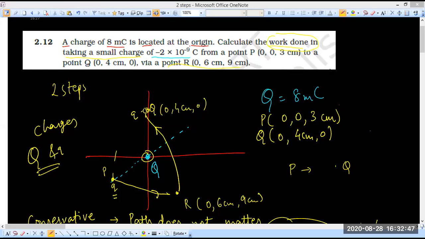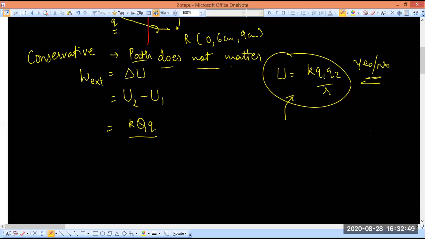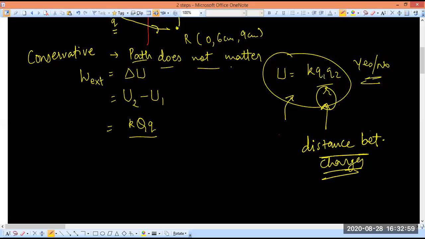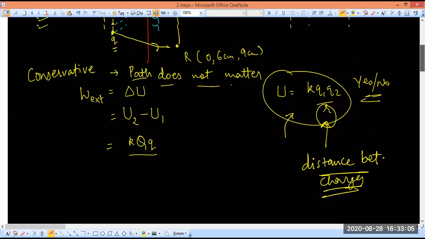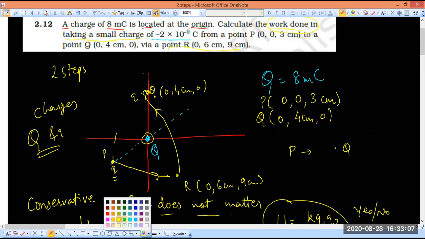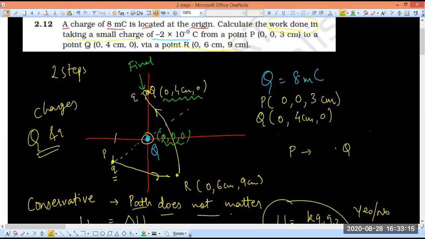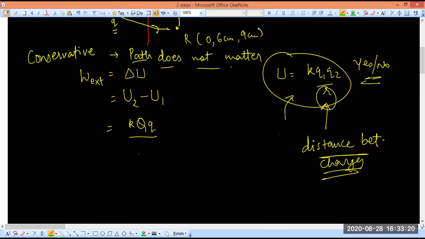People, don't get confused. When you write the potential energy formula, R stands for the distance between charges, not for distance traveled or displacement, right? R stands for distance between charges. So at the final position, how much is the distance between (0, 4) and the origin? It's obviously 4 centimeter, right? So kq by 4 centimeter.